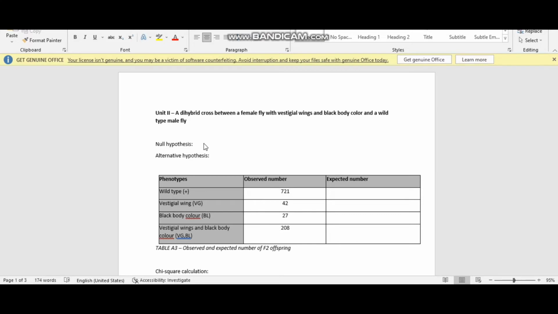Alright, since we know the ratio is 9 to 3 to 3 to 1, the null hypothesis is to follow the ratio. And the alternative hypothesis is that it does not follow the ratio.